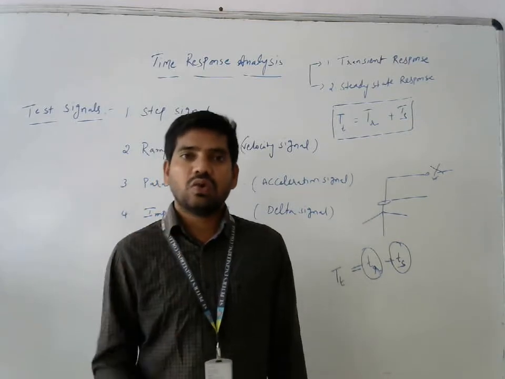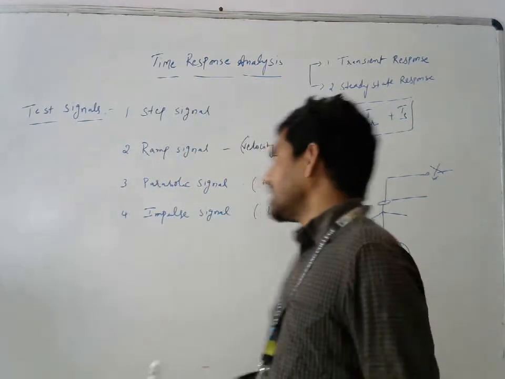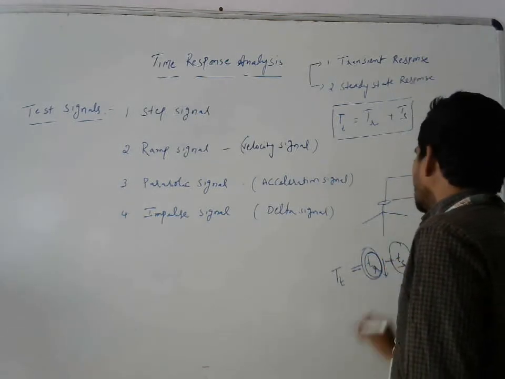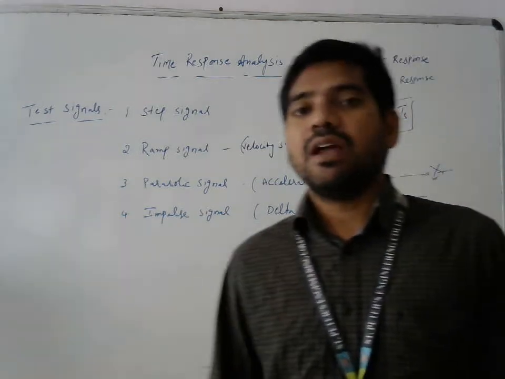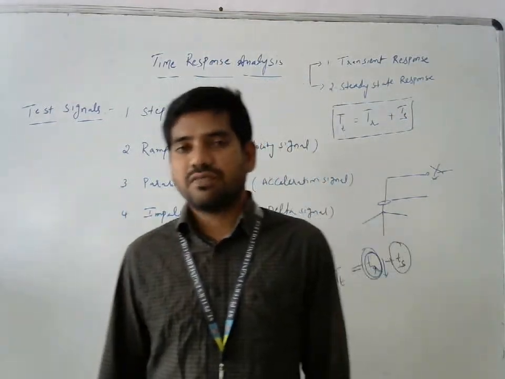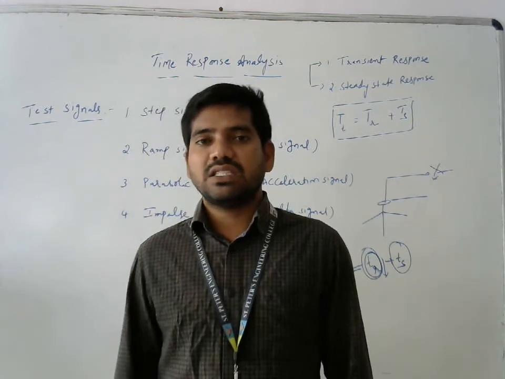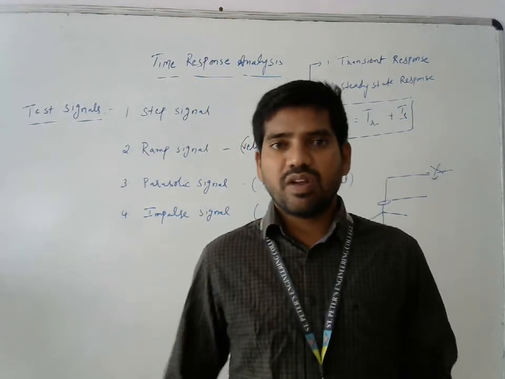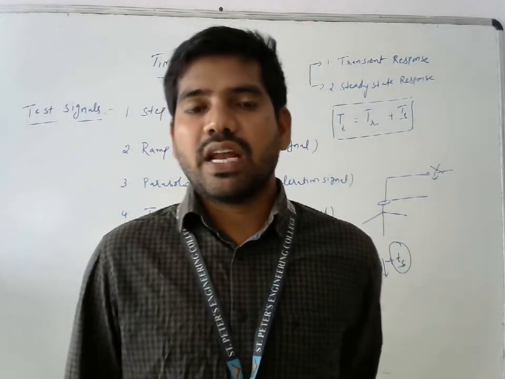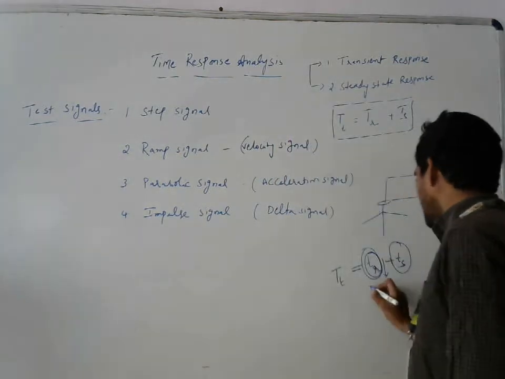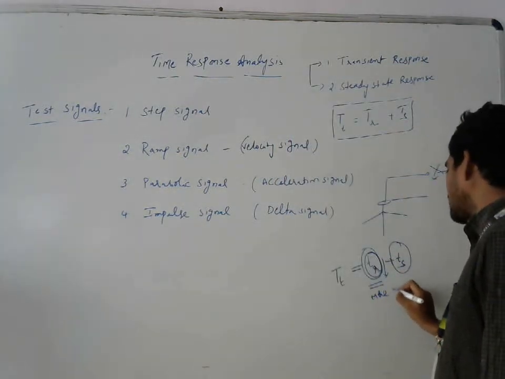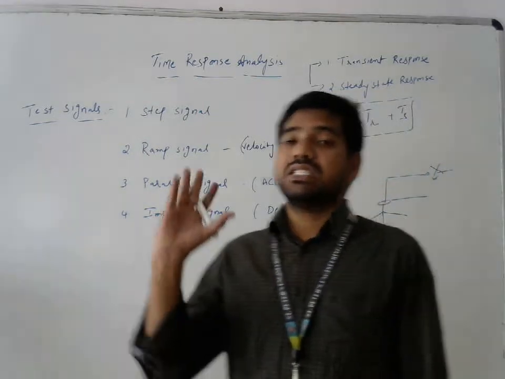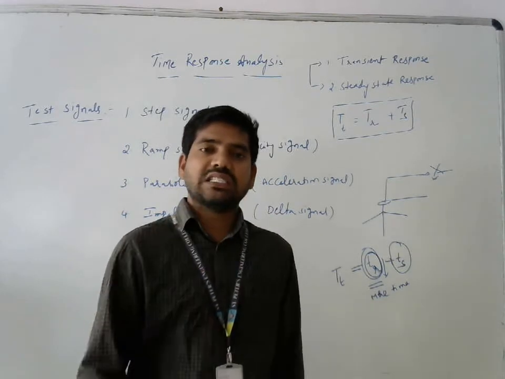Our main intention is that we need to reduce the transient response of that particular system. Whenever we reduce the transient response, that system is in good condition. For example, if a system runs with a large transient response and takes more time, we will feel unhappy. Why? Because it is taking more time to reach its steady state value.